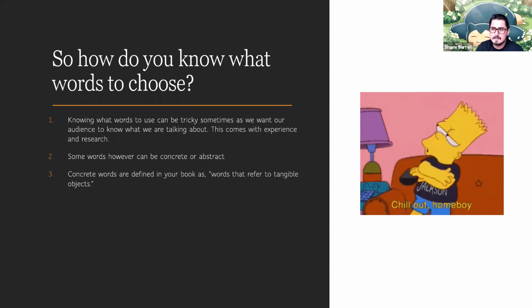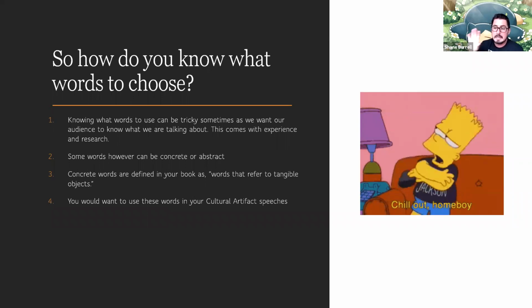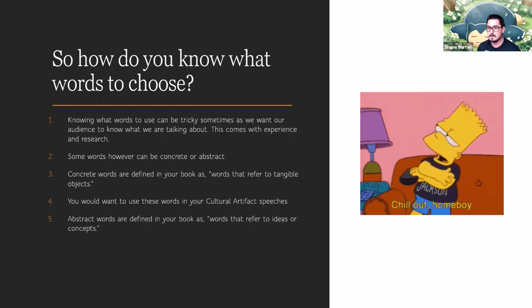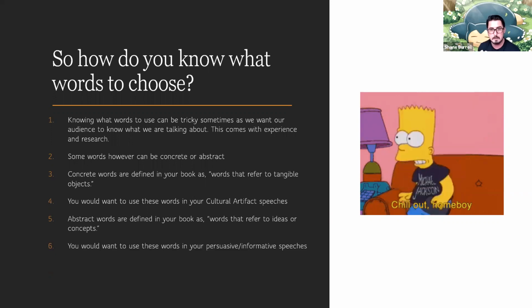I would primarily say that concrete words and things like this would be more appropriate for your cultural artifact speech, but we can actually use these concrete words and objects within our informative and our persuasive speeches, okay? And so let's go on to abstract, right? Abstract is defined in your book as words that refer to concepts and ideas. And you really want to think about this more in the sense of a persuasive speech, right?